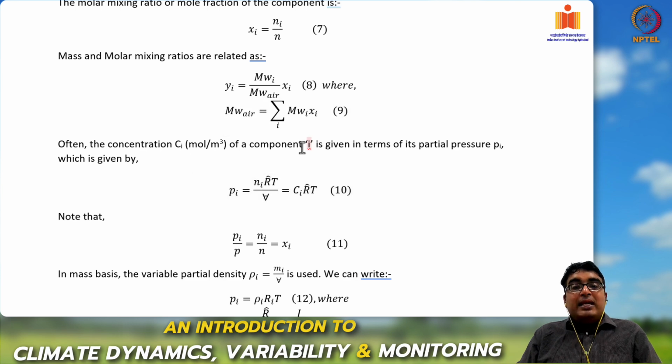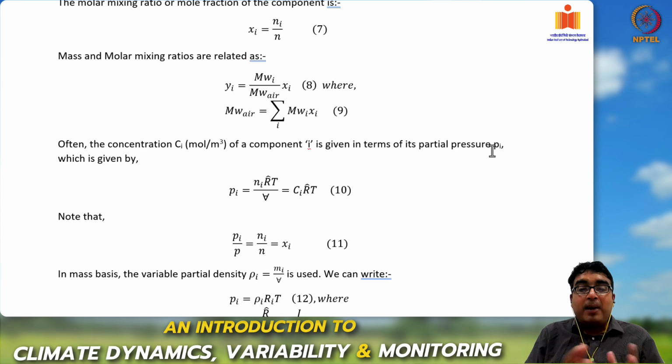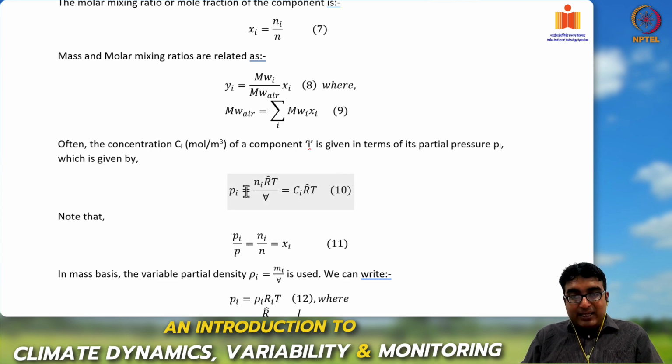And we can write the concentration Ci in terms of what is often called the partial pressure Pi of any component in the mixture. Now, how is the partial pressure Pi defined? Partial pressure Pi is defined as equal to the number of moles of the component i times R times T by V. Okay, so let's just understand.